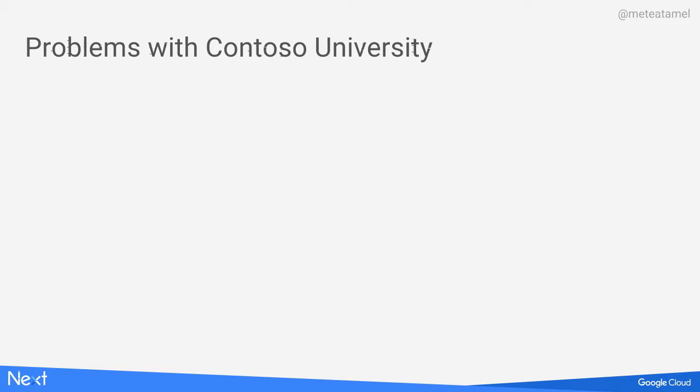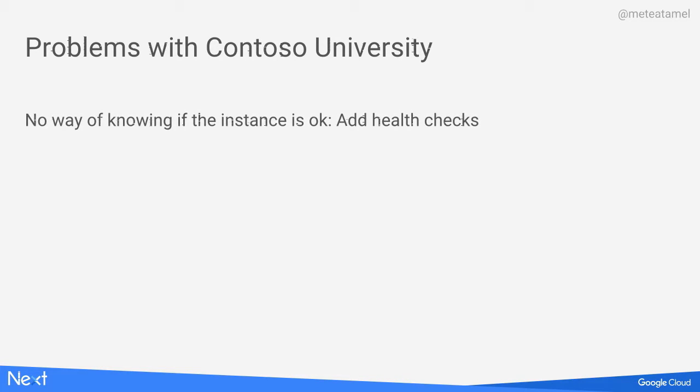But now you need to take your application to production, right? We have some problems with this application. For example, first of all, this application just runs on one VM in the cloud. If that VM goes down, you have no way of knowing that. So what you actually need is health checks. You need to add health checks to make sure that you know if your application is healthy or not.